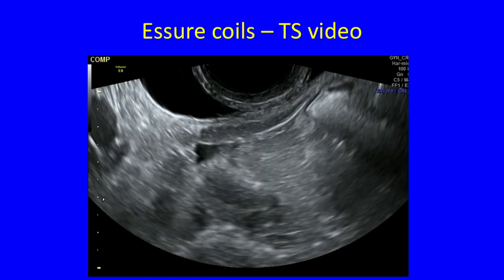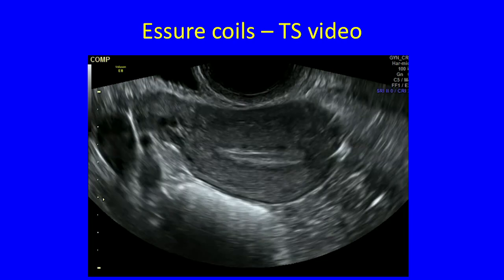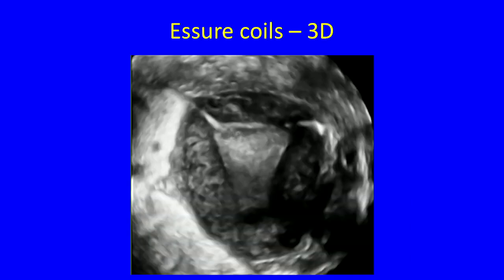You can clearly see that there are little metal structures in the interstitial portions of the tubes. And on 3D, again, it looks ever so pretty, quite hard to get it neatly rotated round, but there's one coil there and one coil there.